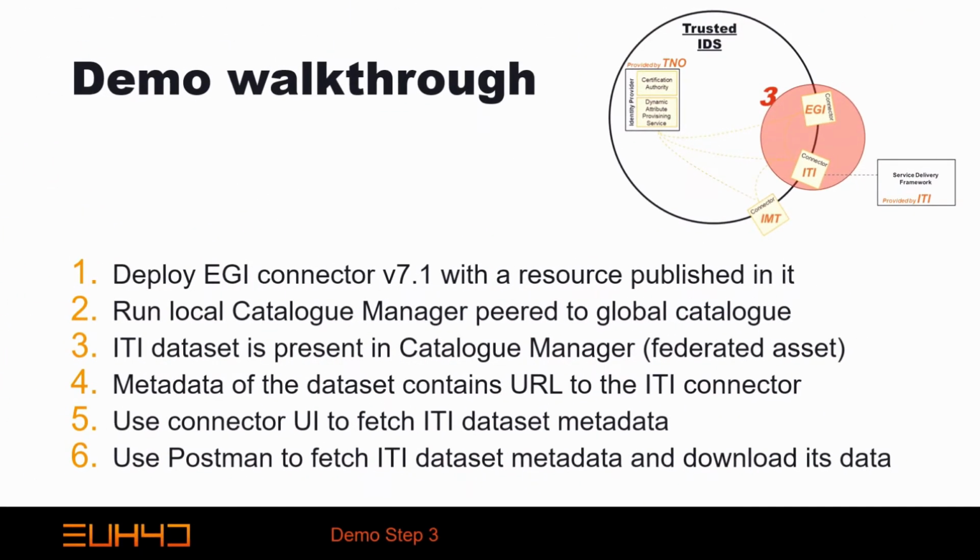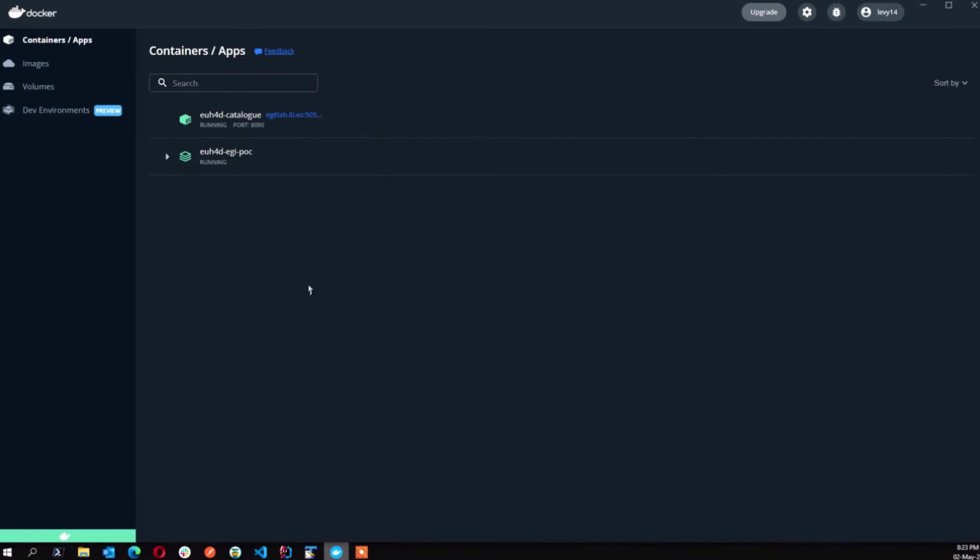In this step, we'll demonstrate how EGI uses the Catalogue Manager to discover datasets published by other DIHs in the global EUH4D catalog and how it can download data from one of them. On the local machine, we are running two logical components. One is the Catalogue Manager, also known as the Service Delivery Framework. I'll demonstrate its web interface in a second.